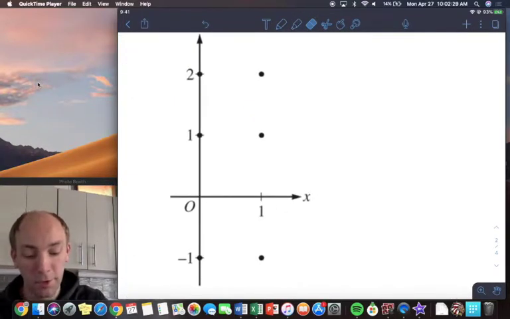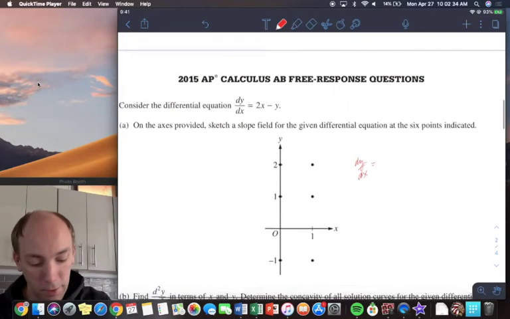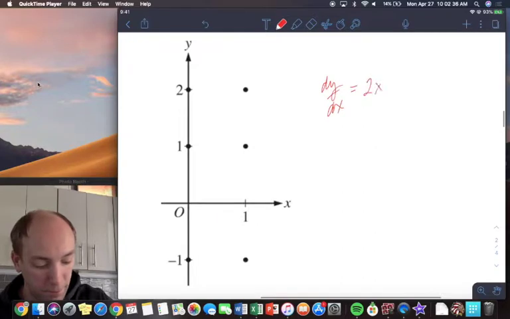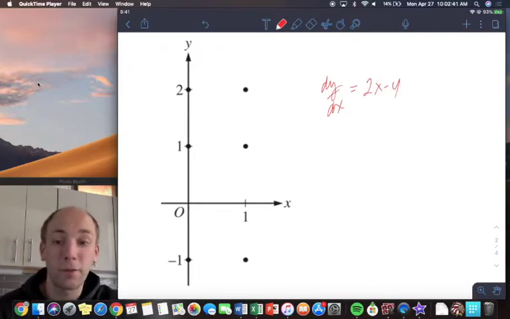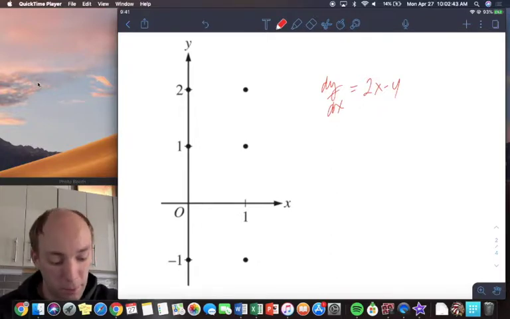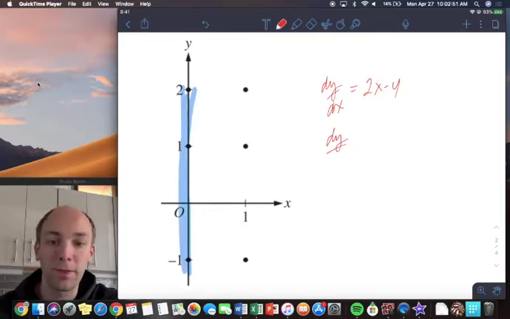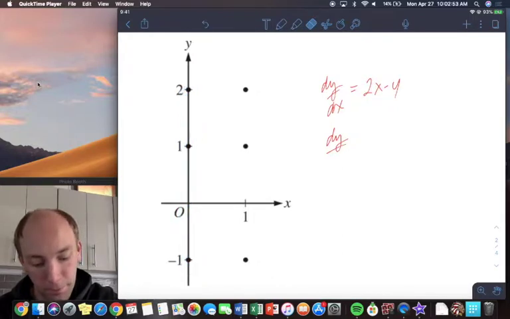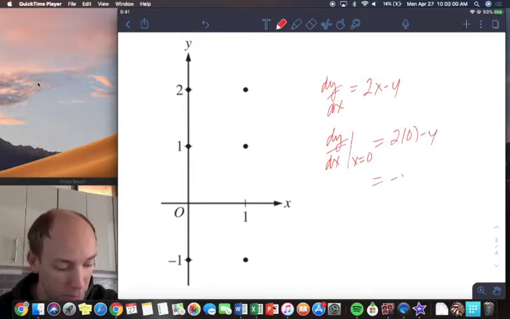Alright, so what we're going to do is take the points and plug them into 2x minus y. Alright, so how we kind of do this systematically if we can. What I would probably do first is find all the points that are along this line. And along all those points, the x-coordinate would be 0. So dy/dx for x equals 0 would be 2 times 0 minus y, so this would just be negative y. So it's the opposite of the y-coordinate.